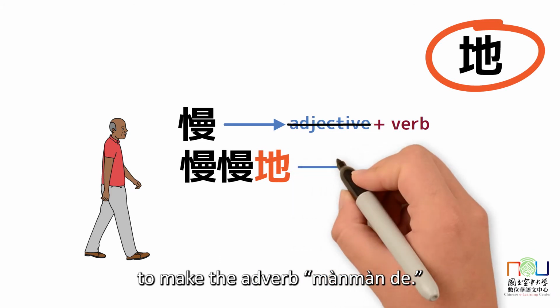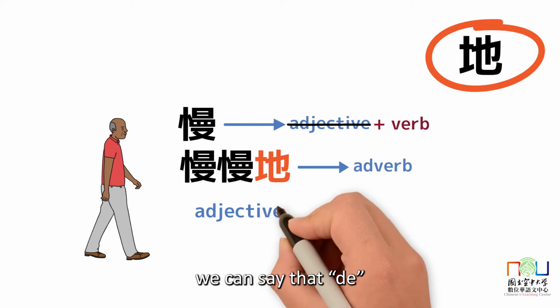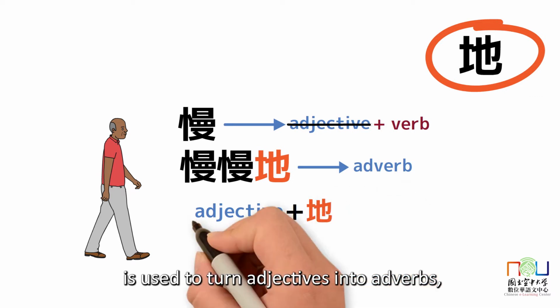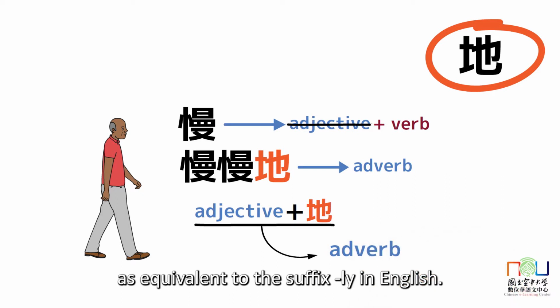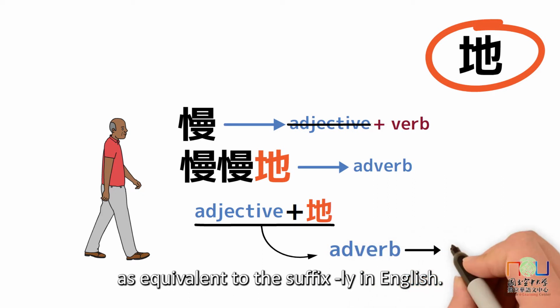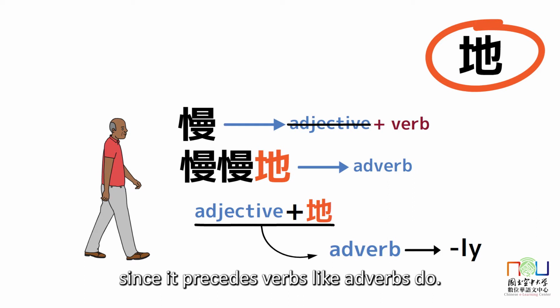慢慢的. To be clear, we can say that 的 is used to turn adjectives into adverbs and can be thought of as an equivalent to the suffix -ly in English. You could call it the adverb 的 or adverbial 的, since it precedes verbs like adverbs do.